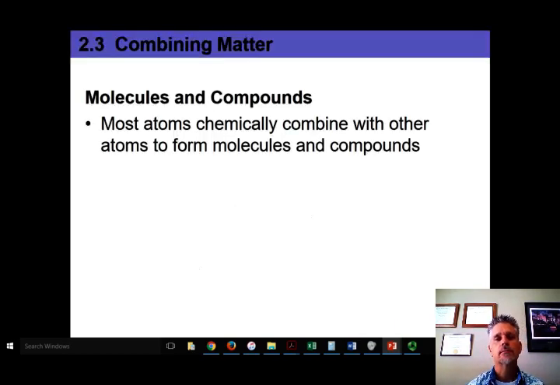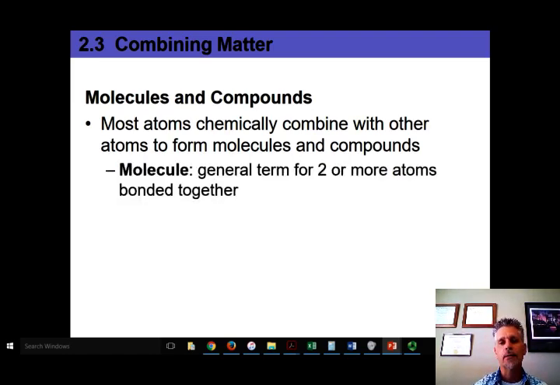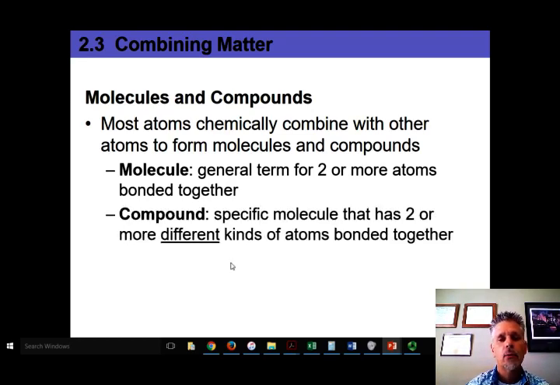In any case, combining matter. When we combine these atoms, we can form molecules or compounds. Now, what's the difference between those? Well, a molecule is where we have two or more atoms bonded together, whereas a compound has two or more different kinds of atoms that are bonded together.